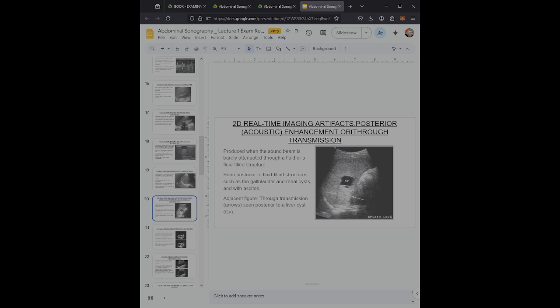Posterior enhancement, or what we call through transmission. One of the categorical findings of a simple cyst using the STAR criteria. This is produced when the sound beam is barely attenuated through a fluid or a fluid-filled structure. So it's seen posterior to fluid-filled structures such as this one here. One of the fluid-filled structures you will notice is the gallbladder when you're normally scanning, or renal cysts, or in cases of ascites. And in particular, this is a liver cyst, and we can see posterior enhancement.